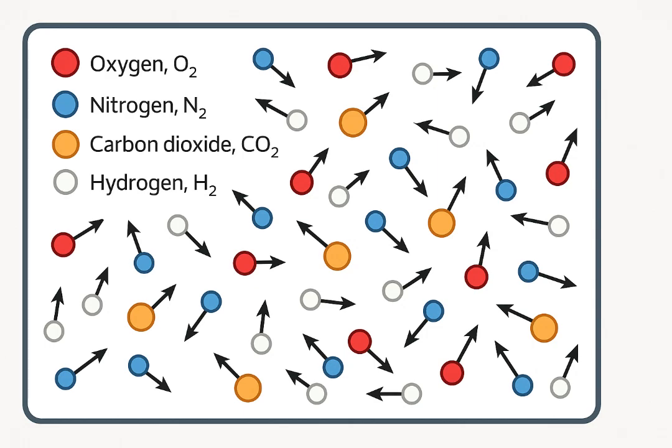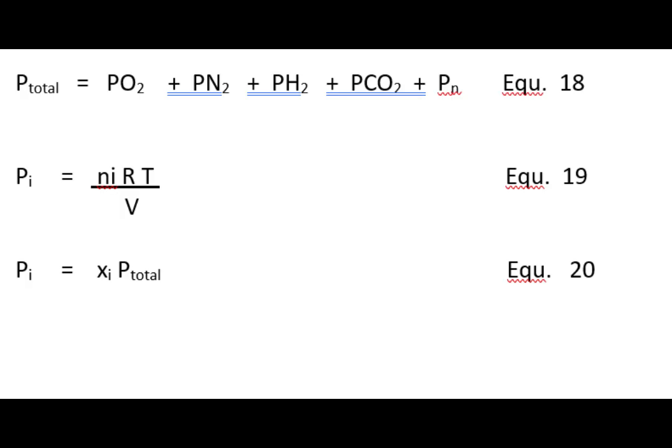4.1 Mathematical expression of Dalton's law. Equation 18 shows that the total pressure, P total, of the individual gases in Figure 3 is equal to the sum of the pressure of gases in the container, PO2, PN2, PH2, and PCO2, for oxygen, nitrogen, hydrogen, and carbon(IV) oxide respectively. Note that plus Pn shows that more gases can be added, provided they are not chemically combined.